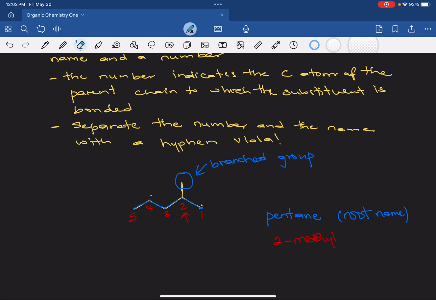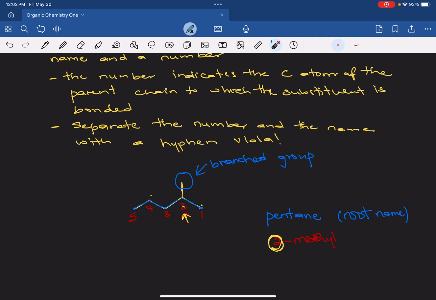You have completed rule number 2. Now you know that the substituent is on carbon number 2 in the longest chain of carbons. That's what that 2 indicates. It means that on carbon number 2 in the longest chain of carbons, 1, 2, 3, 4, 5, that's where my substituent is. That's what the number tells me.